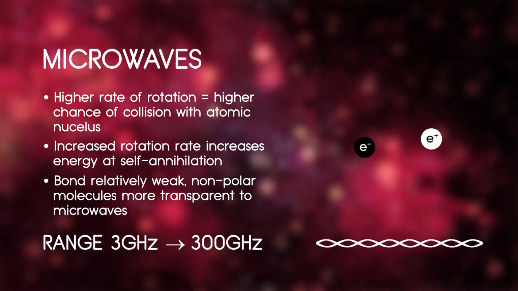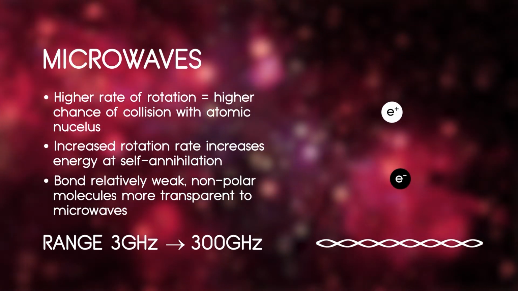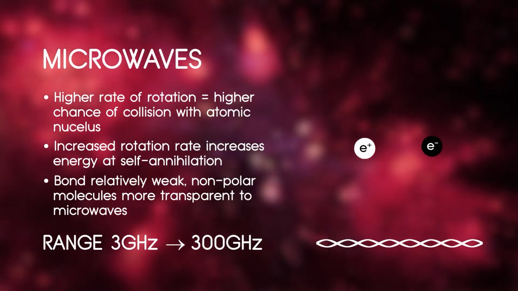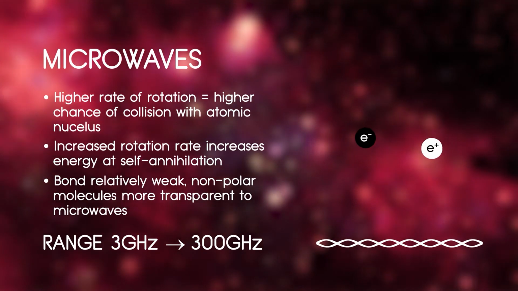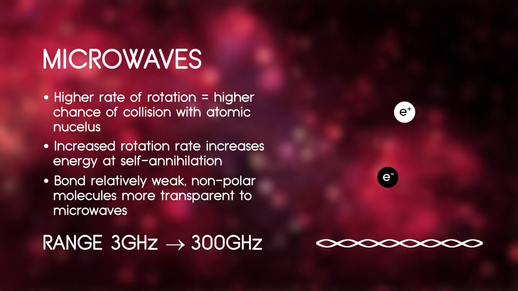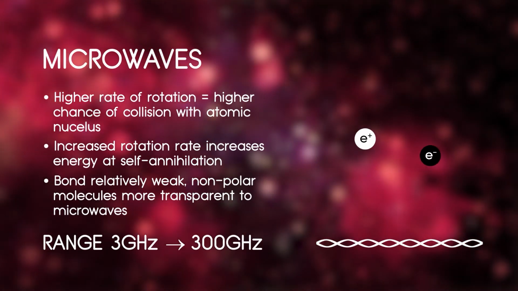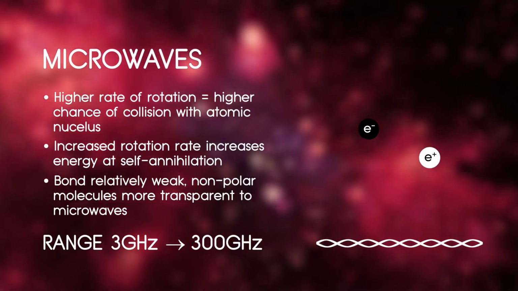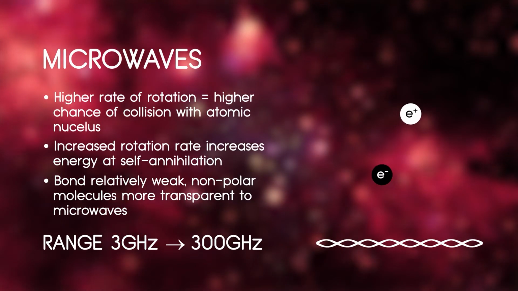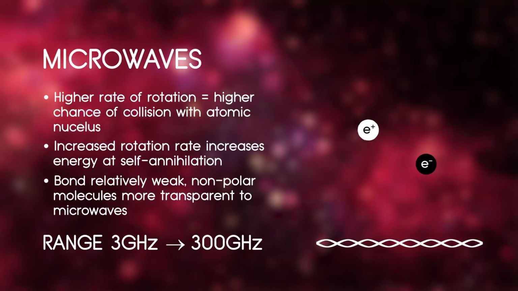Their increased rotation rate would increase the energy available when the binary particle self-annihilates. The bond between the electron and the positron would still be relatively weak, and therefore polar molecules such as water would disrupt the bond and release energy. Non-polar molecules would be more transparent to microwaves.